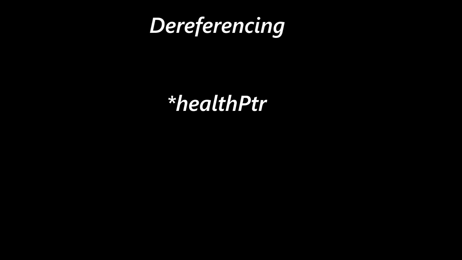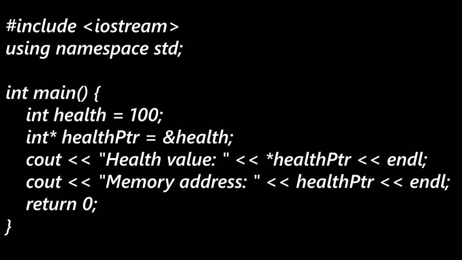Want to read the value at that address? That's called dereferencing, and we use the asterisk again, like *healthPointer. This gives us the value stored at that address, in this case 100. Let's see this in code. Run this and you'll see the health value and its memory address. Cool, right? Pointers are like your cheat codes for memory.